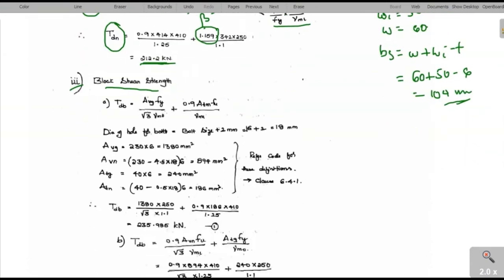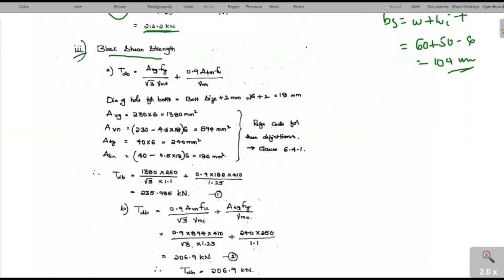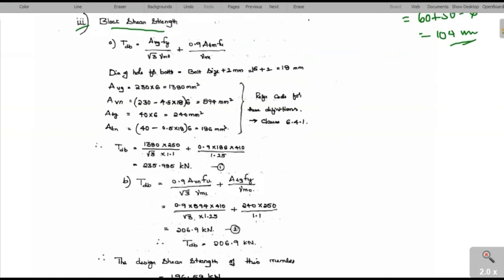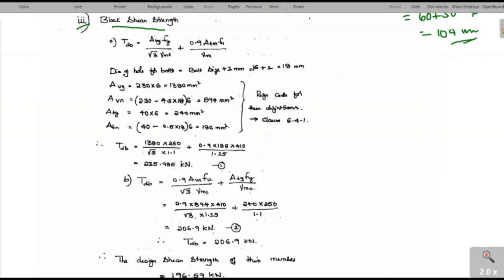So this is a very simple calculation. We have already discussed block shear strength. If you are not aware of this expression or the formula, please go through the previous explanation video of block shear strength and you will understand each and every term over here.